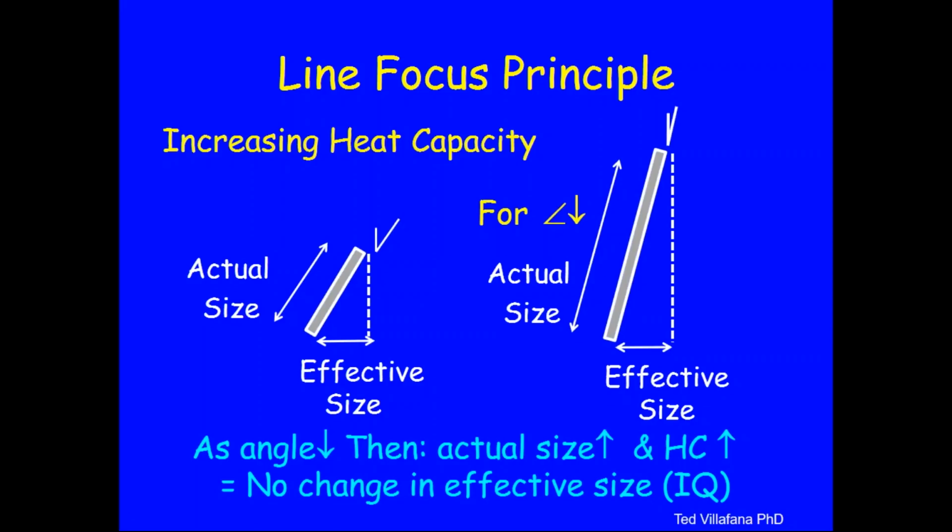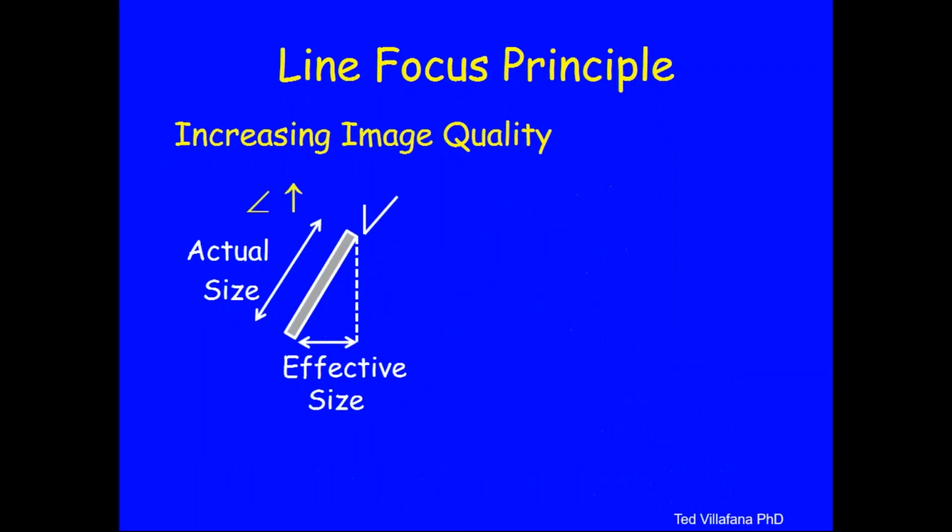So here's an example where I've manipulated the angle to give me better heat capacity, but I don't pay any penalty. I don't have to give up on image quality. The image quality will be exactly the same. Okay, and that is one of the conclusions we get from the line focus principle. It's this: smaller angles give me better heat capacity without necessarily impacting image quality. No change in effective size or image quality the way I've just drawn it there. Let's take another view of that.